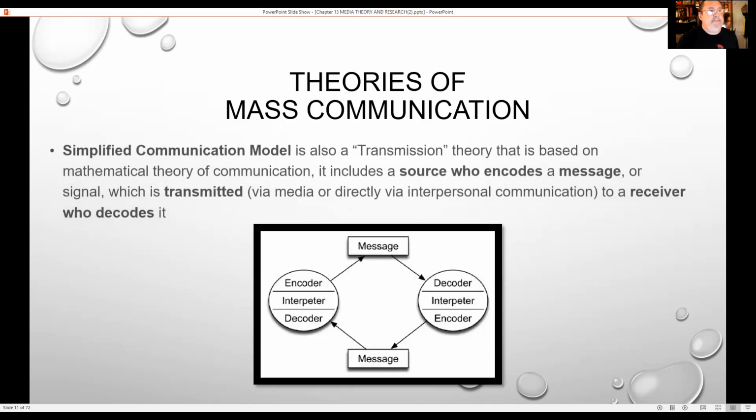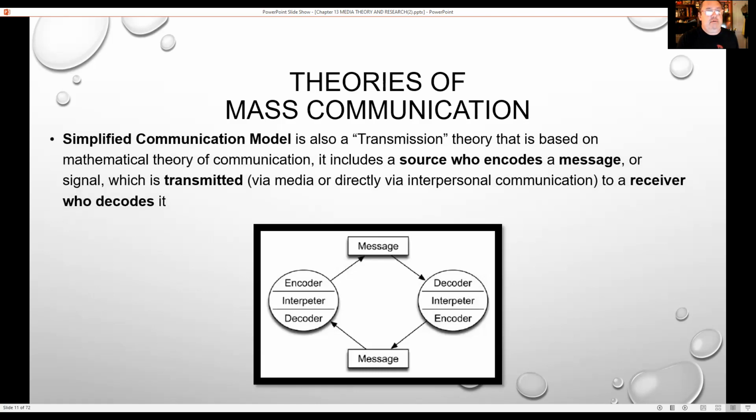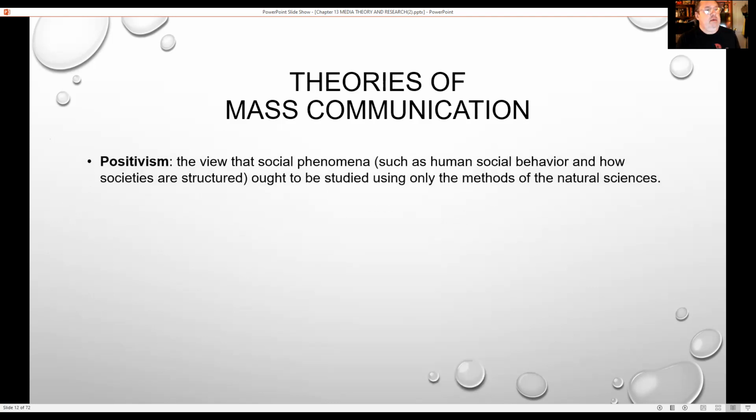Okay, so here's the simplified version of this that maybe I should have started out with. Another theory of mass communication is positivism. It's a view that social phenomena, such as human social behavior and how society struggles, ought to be studied using only the methods of natural sciences. In other words, we ought to use science totally and completely to understand communication.